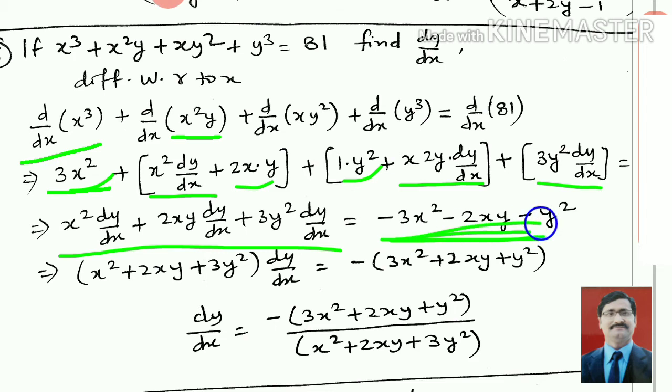From here you can take minus common, and from the left hand side take dy by dx common. You will get here (x square plus 2xy plus 3y square) dy by dx equals minus (3x square plus 2xy plus y square), and now you will get dy by dx equals minus (3x square plus 2xy plus y square) upon (x square plus 2xy plus 3y square).